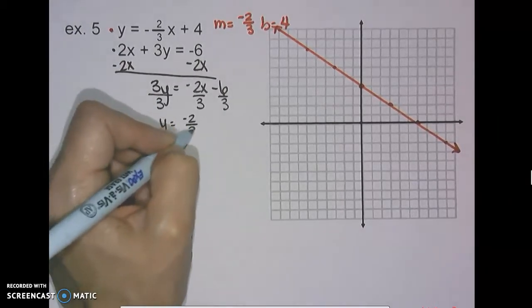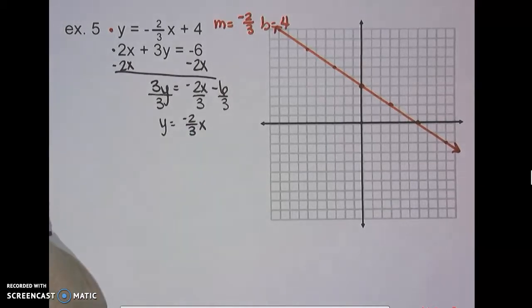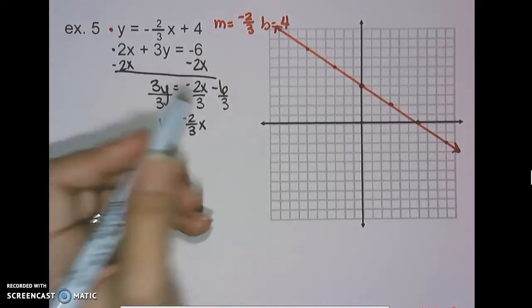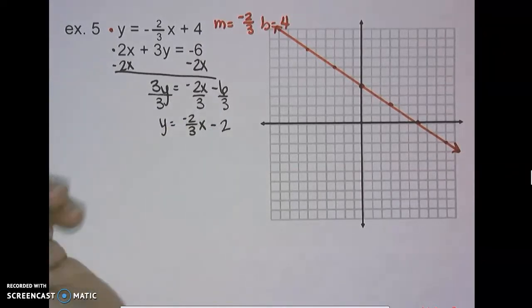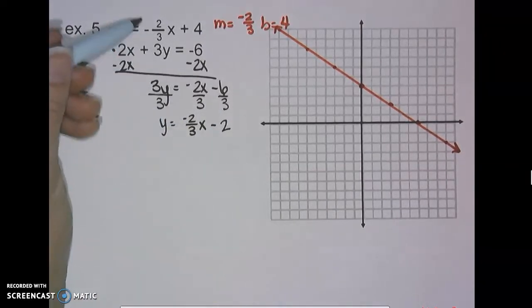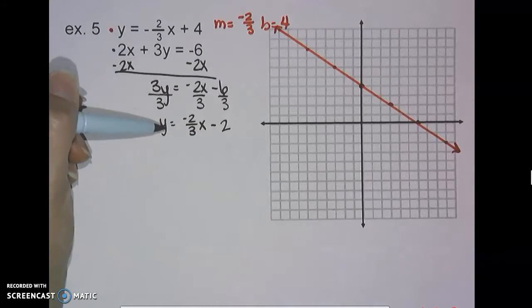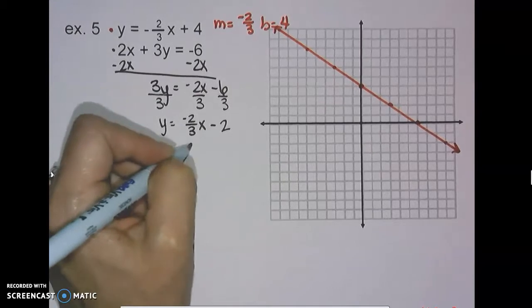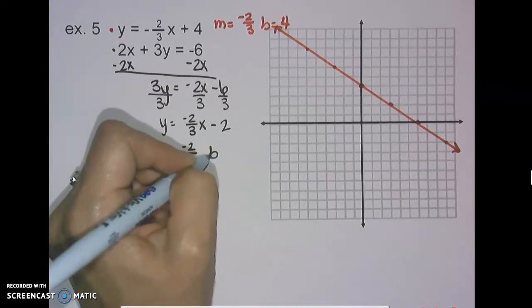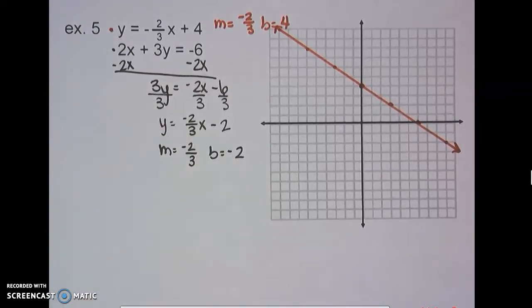We don't know what -2/3 is. That doesn't simplify as a fraction at all, so we're going to leave it alone. And then here, -6 divided by 3 is -2. So when you're looking at these two equations in slope-intercept form, they have the same m of -2/3, but the b value is different. So this b value is -2.